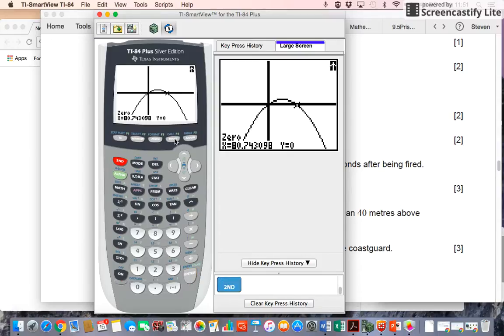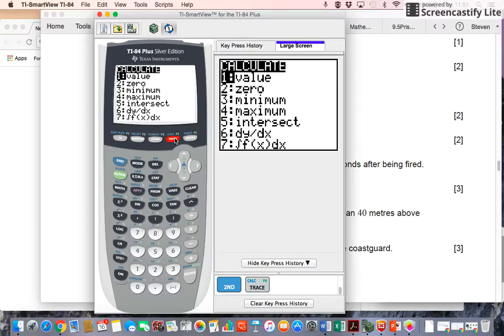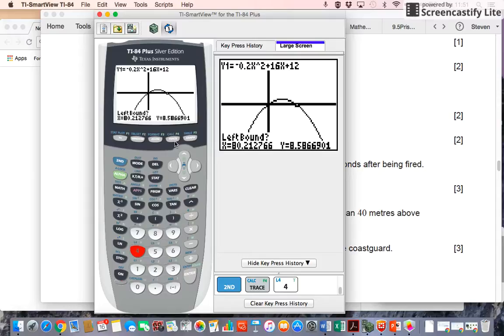So I just look second, trace, calc, maximum. Same idea. I'm going to have to go to the left side of the maximum and the right side of the maximum. So I'm moving my cursor to the left of the maximum. I hit enter. I get the little arrow up top. Moving the cursor to the right of the maximum, enter again.